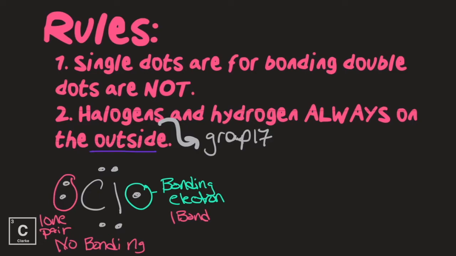Let's look at hydrogen. Hydrogen is in group 1. It only has 1 dot. Hydrogen's electron configuration is 1s1. Hydrogen only has an S, not a P, just an S.